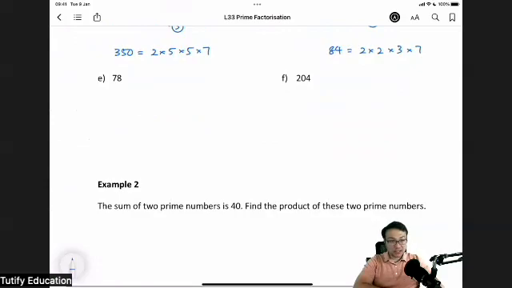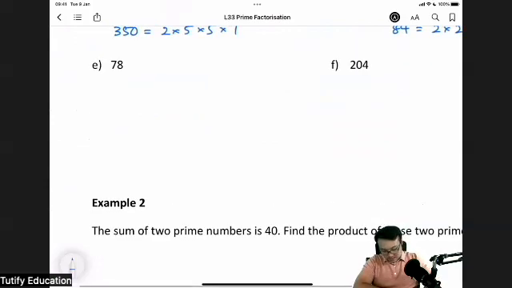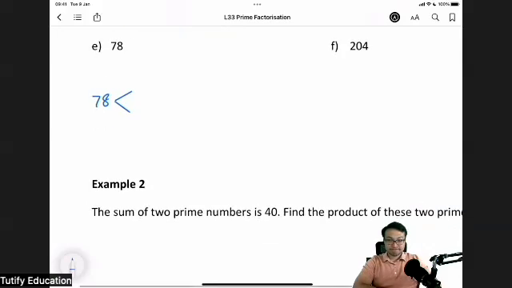Now, let's try 78. Can I get Jun Chen? Jun Chen? 78. Split it up. What do we get? Divide by what first? You want to divide by 3? Can it be divisible by 3? Is it divisible by 3? What is 7 plus 8? 7 plus 8 is 15. So do you think 78 can be divided by 3?